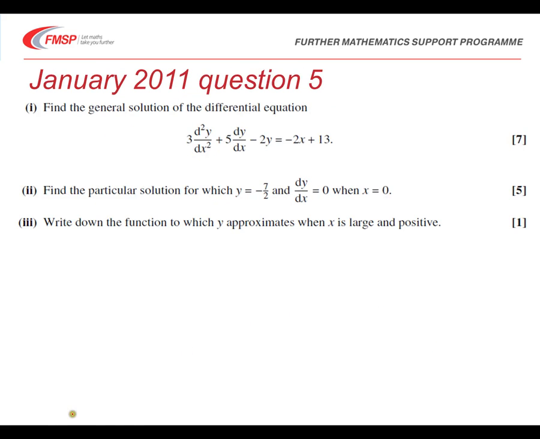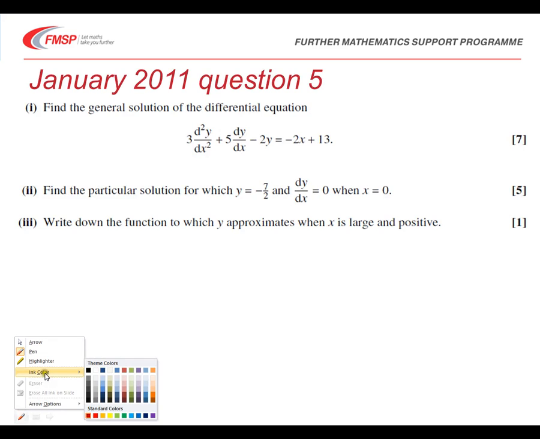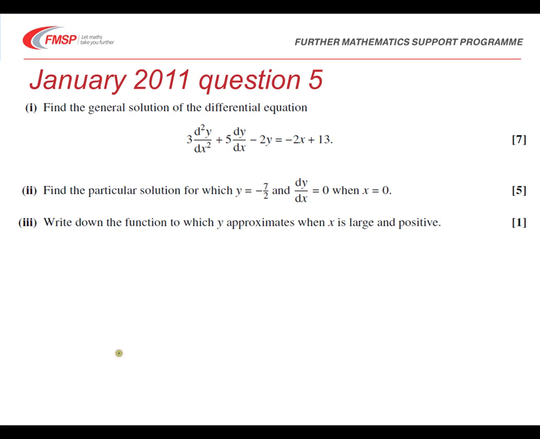So we'll finish off by looking at a second order differential equation. In this question, you've been given a second order differential equation, 3d squared y by dx squared plus 5dy by dx minus 2y equals minus 2x plus 13. We're asked to find the general solution of that, then find the particular solution for which y is negative 7 over 2 and dy by dx is 0 when x is 0, and then a final 1 marker here, write down the function to which this would approximate if x was large and positive.